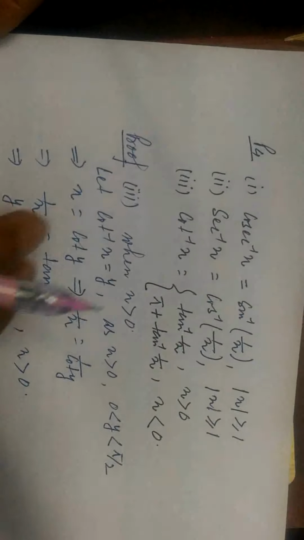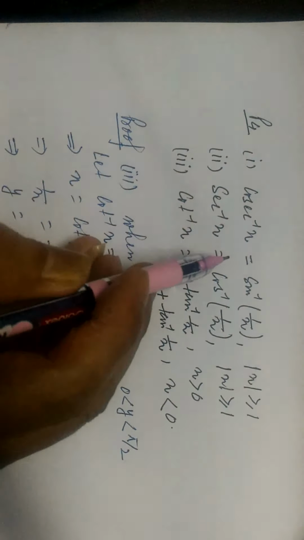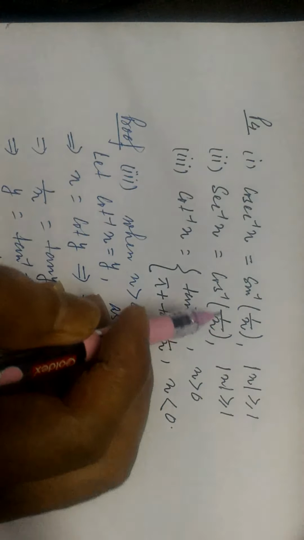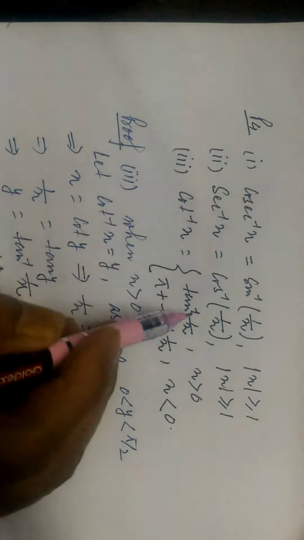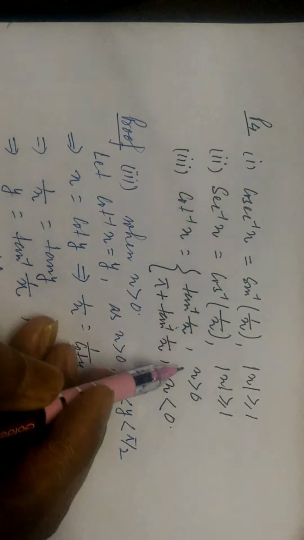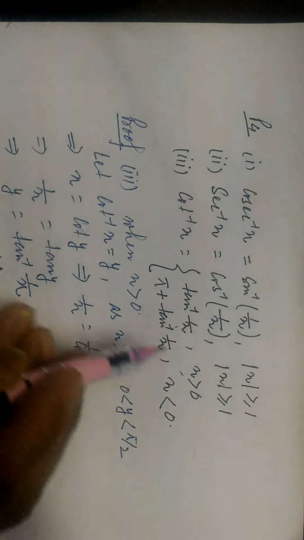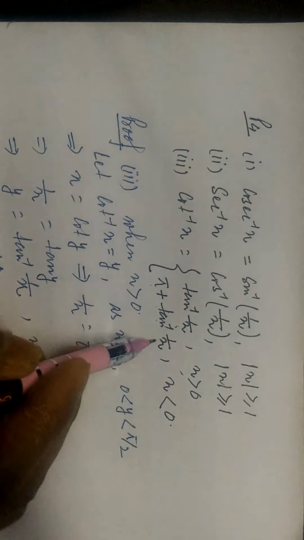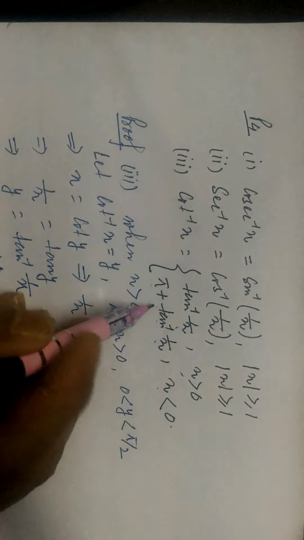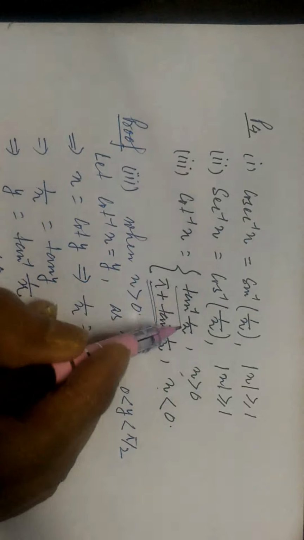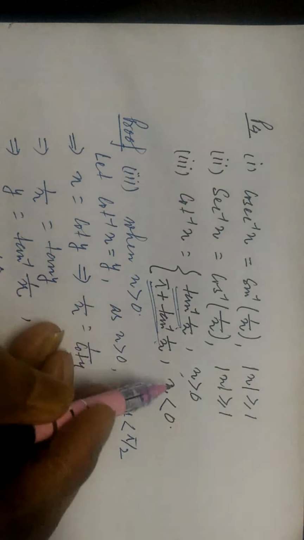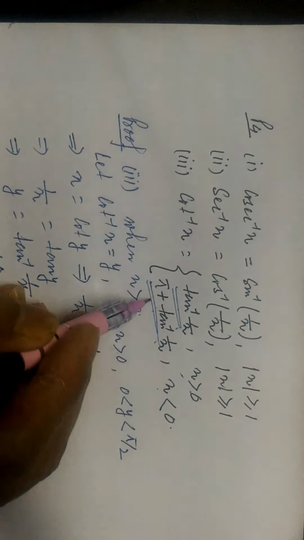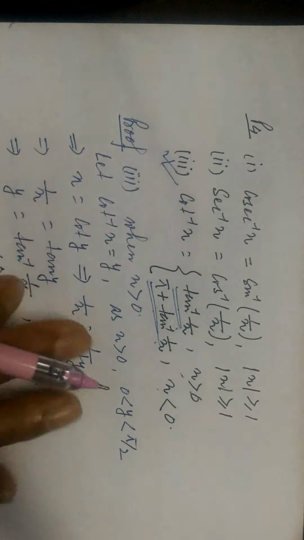Now let us go to the next property. Next property is what? Cosec inverse x is sine inverse 1 by x, sec inverse x is cos inverse 1 by x, and cot inverse x is tan inverse 1 by x when x is positive, and pi plus tan inverse 1 by x when x is negative. It is very important to note that for positive x we can write in this form, but for negative x we have to write in this form. So we will see the proof of this part.